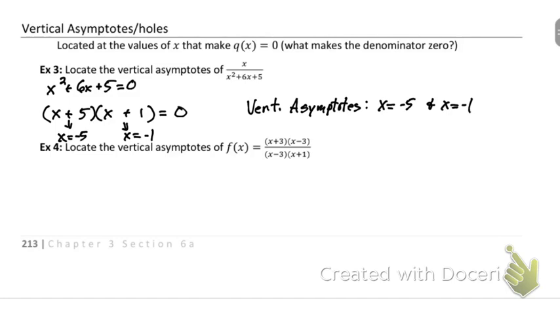All right, the last one we're going to do is we're going to find the vertical asymptotes of x plus 3 over x minus 3 times x plus 1. Note, we have two zeros. We have a 0 at x equals 3 and x equals negative 1. So our denominator's zeros, maybe I should set that up. We set up our denominator: x minus 3 and x plus 1 equals 0. We would have a 0 at x equals 3 and x equals negative 1.